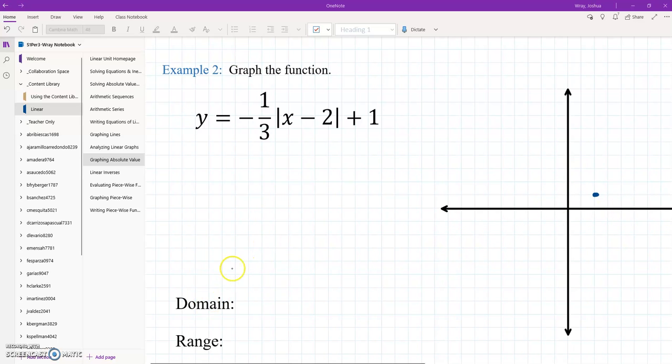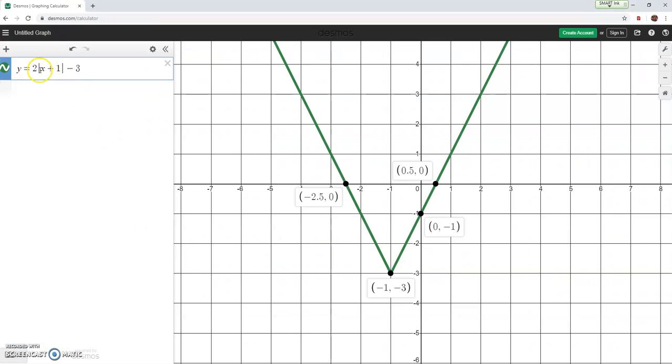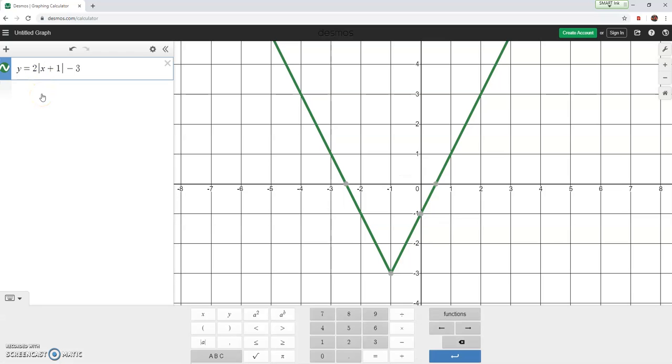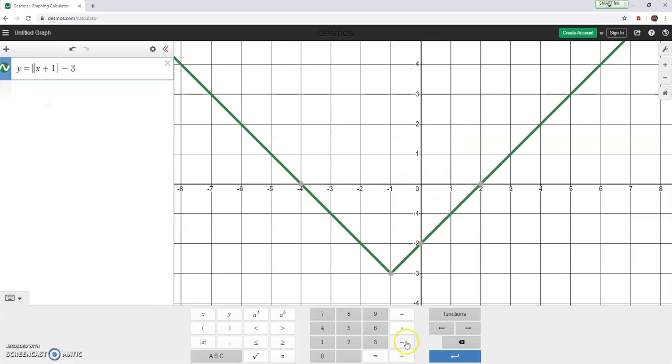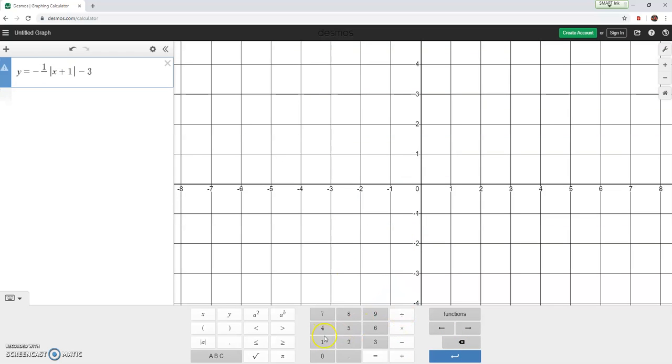All right, let's go to Desmos. Negative 1/3, x minus 2, and plus 1. So I'm going to change this to negative 1/3. In here, I think it was minus 2, correct? Yeah. Move it to the right, and then this one was plus 1. All right, so we can see I got my wider V here. It's going downwards because we flipped it, and I just need some points.